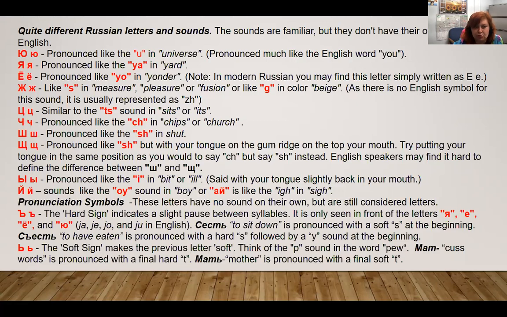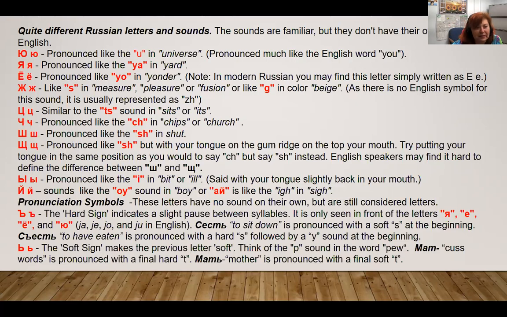Try putting your tongue in the same position as when you say ch, but say sh instead. Put your tongue to the gum line and say sh, and you will get the soft sh. It sounds different from the first sh, right? English speakers may find it hard to hear the difference, but it makes a different meaning of words when you use one or the other.